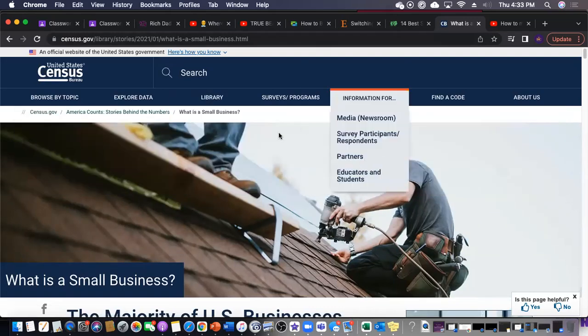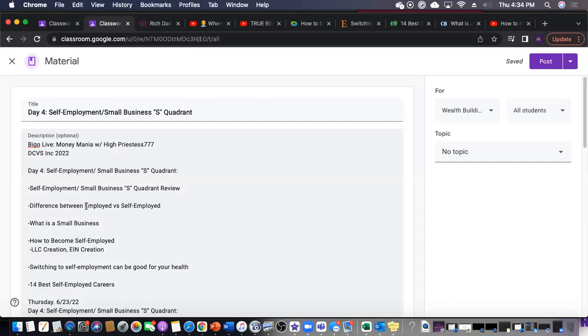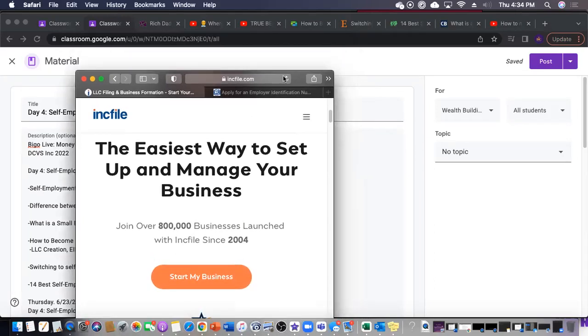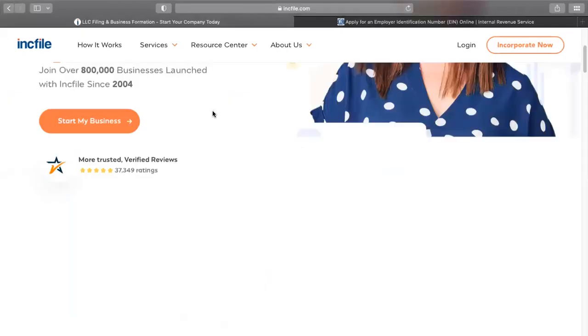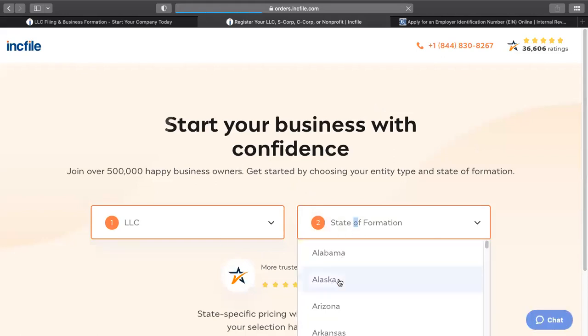So the next thing that we're going to go over is what is a small business? So we went through the employment and self-employment, what's a small business. So now we're going to go over how to actually create this LLC or business. So the website that I like to use is called efile.com. What efile.com does, and I'm not gonna sign into my information, is you click on search your business or incorporate, and put your information in. So for example, the LLC, and we're gonna just use Tennessee.